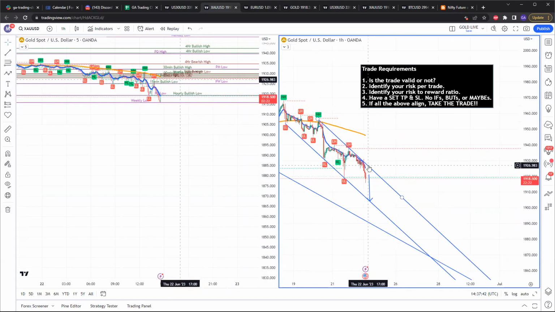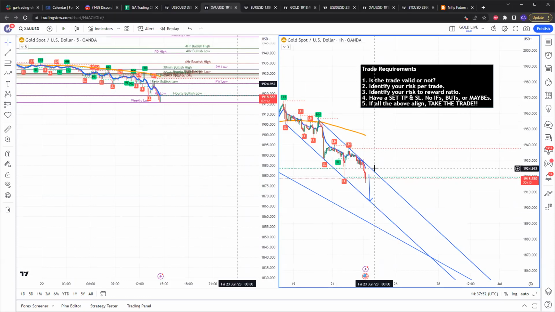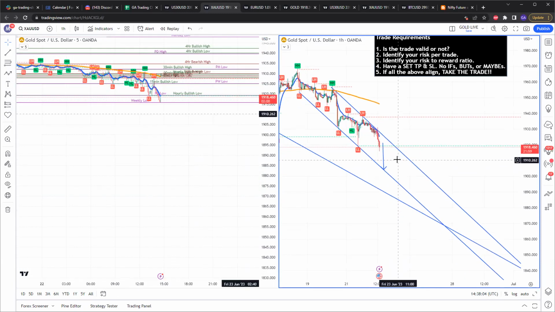If we do break above this trend line to the upside, above 1925 area on the hourly, and we get a retest and closure above, then you can maybe find a buy on gold, because it would also align with the hourly bullish low and hourly bullish high. So that's the only time you can take a buy, which is if gold breaks above this hourly trend line. And for sales, the best buys will be 1900 to 1880 area.